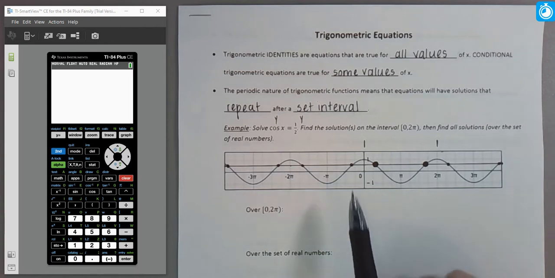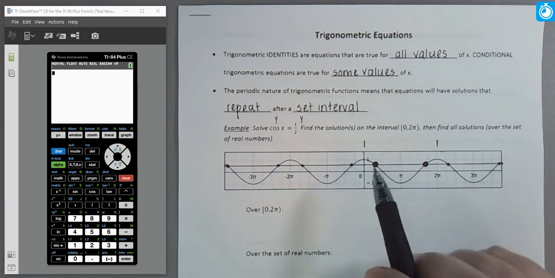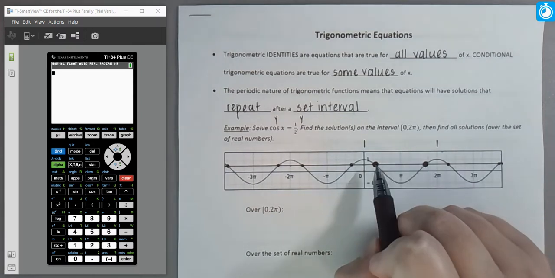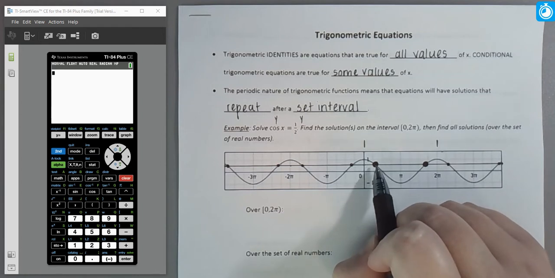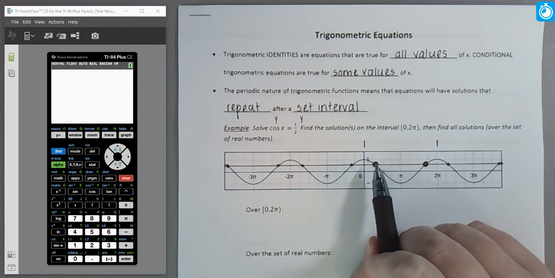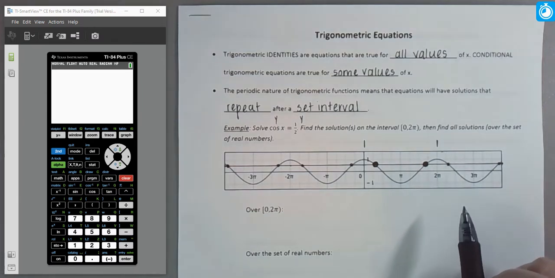So all of the other solutions, all of the other locations where our two graphs intersect, represent angles, radian measures, that will be coterminal to our two original solutions. So for instance, if you were to look at this solution, we'll talk about what it is in just a minute, this particular radian measure is going to be coterminal. It's going to be an angle that's coterminal to this one. So this coterminal angle, which is 2 pi radians away, is also going to be a solution.